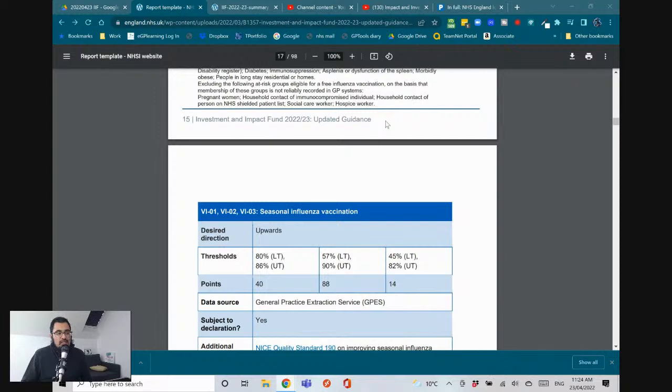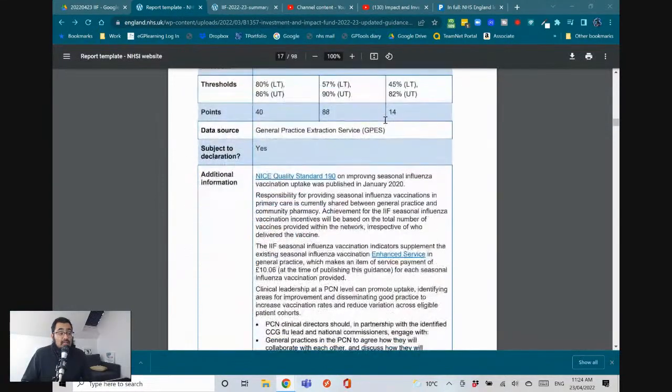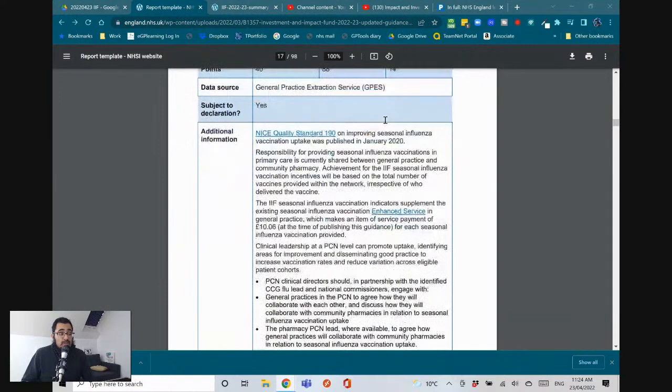And as I mentioned, this data is taken through the GPES extraction service. And yes, you do have to declare that it's correct once it's done. Each of these sections then gives you additional information that may be useful, and the evidence behind it. It does identify this as a supplement compared to the service payment that you get for doing the vaccination, so it's not instead of. It is an additional payment.